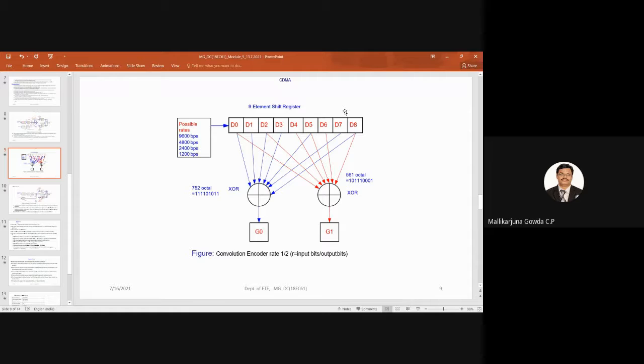Here is an example which shows how the convolutional coding is done. These are the possible rates: 9.6, 4.8, 2.4, 1.2 kbps, passed through D0 to D8, meaning we have 9 shift registers. The outputs of some respective shift registers are XORed, that is, the modulo 2 operation is done, and with that, this is the octal code we get at the output of each XOR. That we call G0 and G1.